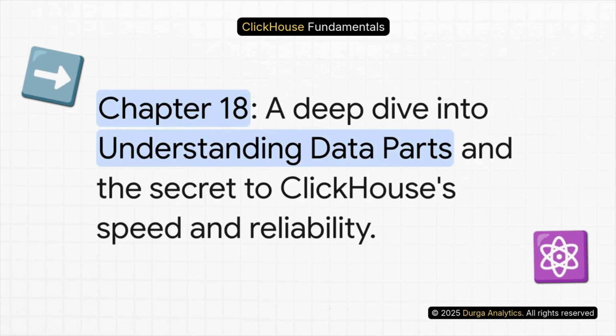In Chapter 18, we're going to do a deep dive into understanding data parts. We'll explore exactly how these immutable files get created, how they get merged together, and why their unique design is really the secret sauce behind ClickHouse's incredible speed.